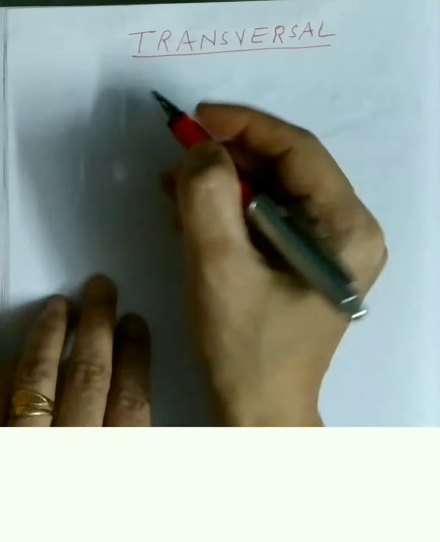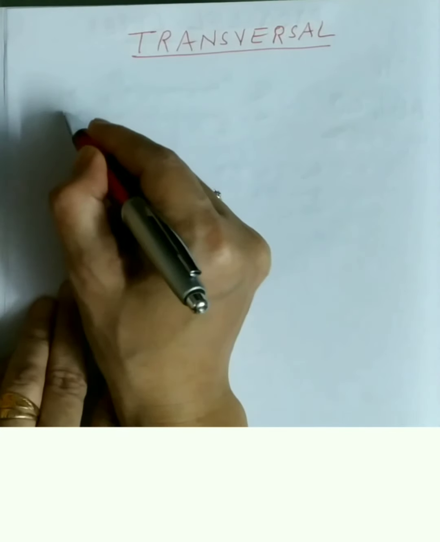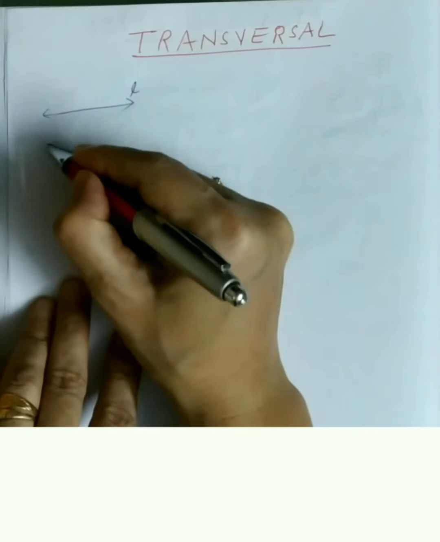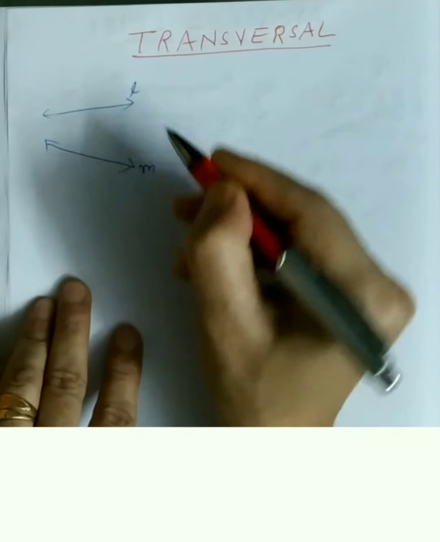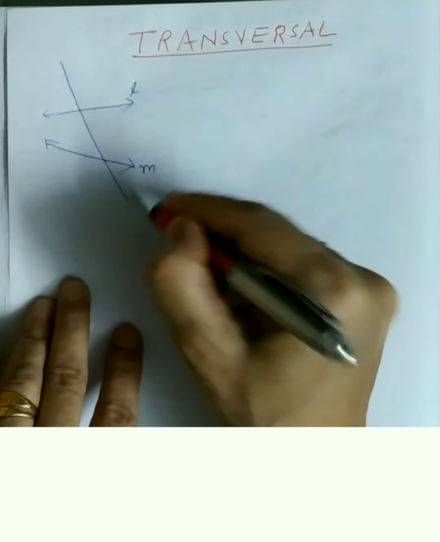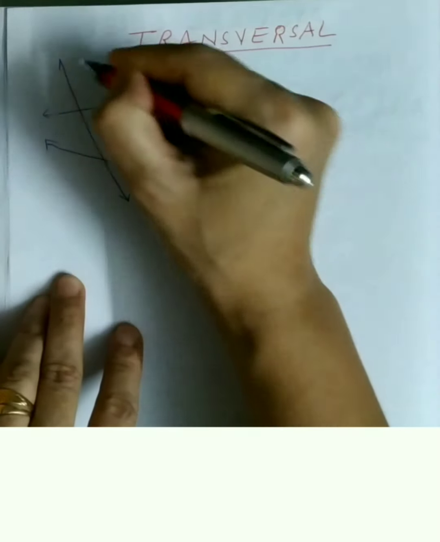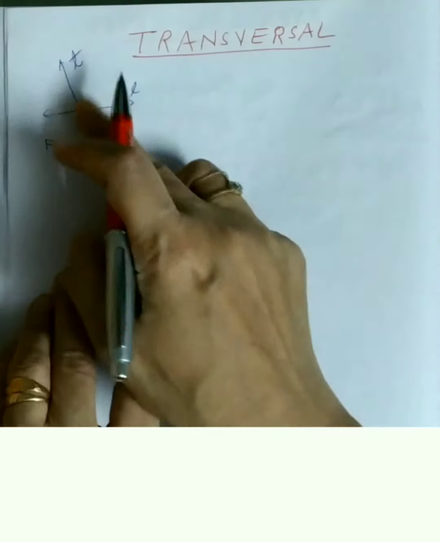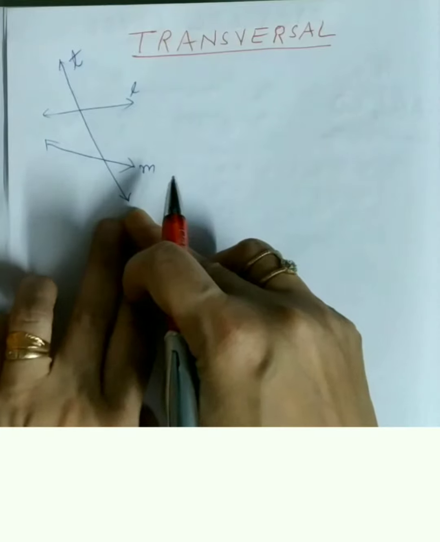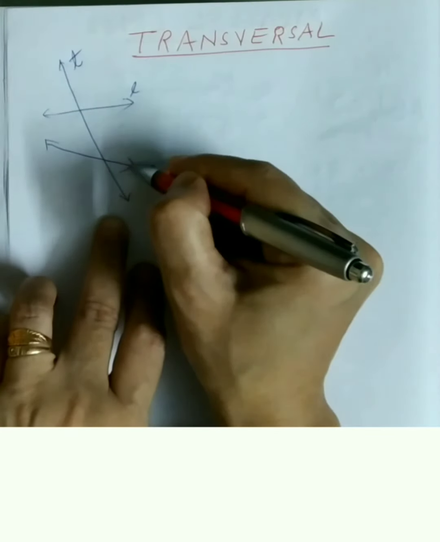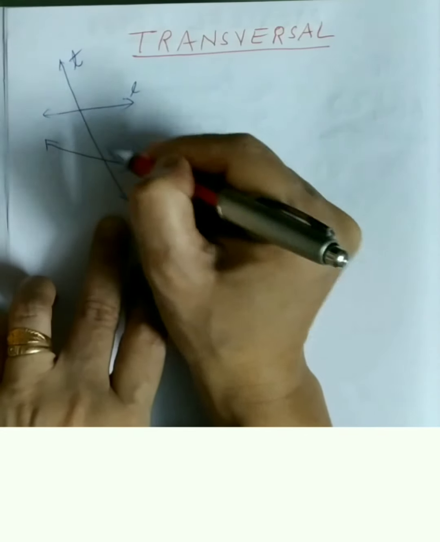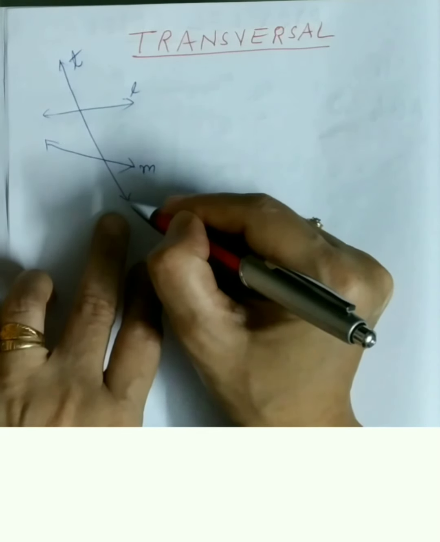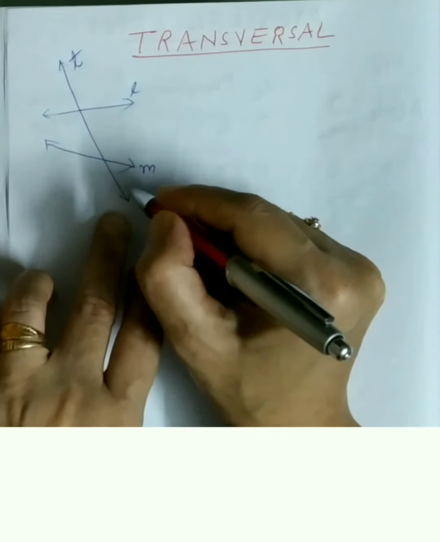So let me draw now. Suppose two straight lines I'm drawing like this. This is a straight line L. This one is another straight line M. Then if we draw like this a straight line, suppose I'm denoting it by T, this is another straight line which meets these two straight lines in two different points. Then we will call this straight line a transversal.